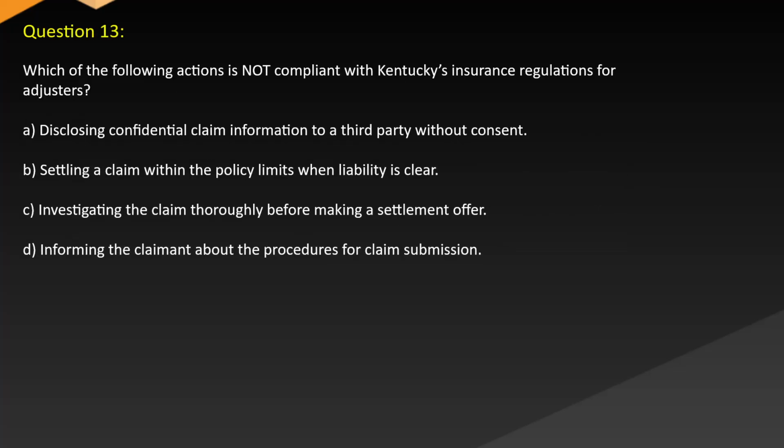Question 13. Which of the following actions is NOT compliant with Kentucky's insurance regulations for adjusters? A. Disclosing confidential claim information to a third party without consent. B. Settling a claim within the policy limits when liability is clear. C. Investigating the claim thoroughly before making a settlement offer. D. Informing the claimant about the procedures for claim submission.